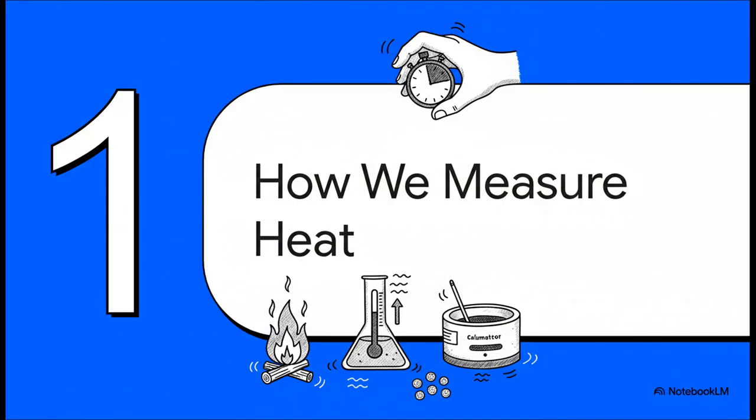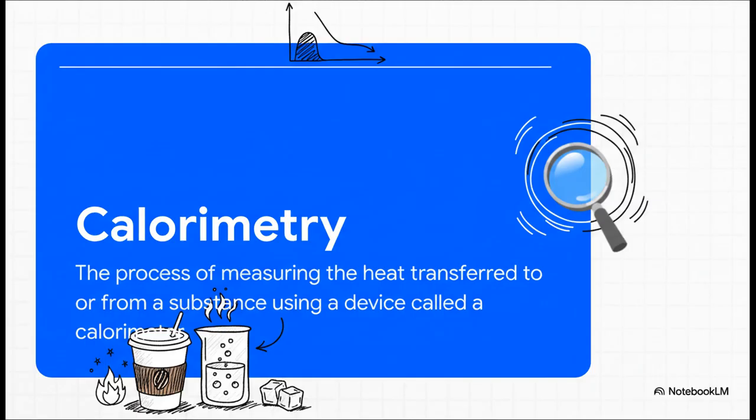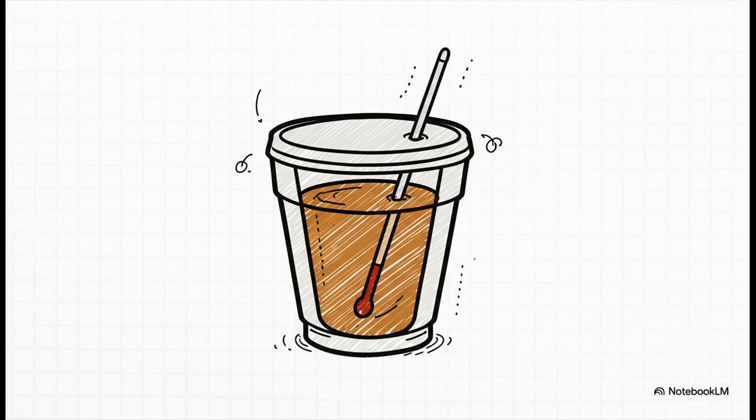It's all about capturing and quantifying the heat from a reaction in a really controlled environment. The technique itself is called calorimetry, and the device we use, that's a calorimeter. And the goal is actually pretty simple. You just isolate a chemical reaction and measure the temperature change that it causes. That's it.